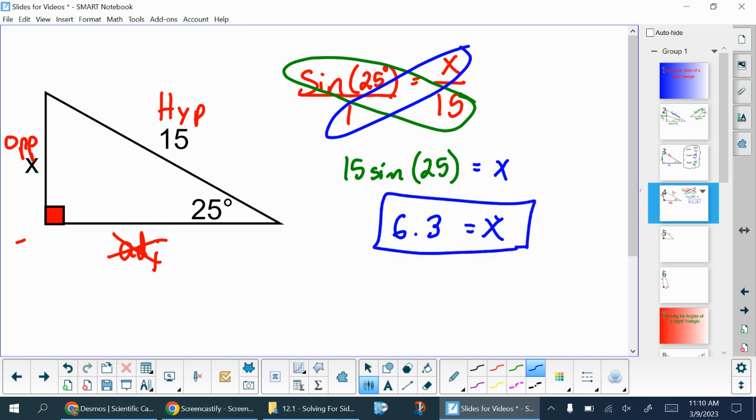And that's that. This would also be a good time to double check to make sure that makes sense. 6.3, well, that is much shorter than the hypotenuse, so at least that makes sense. If I'd gotten an answer that was bigger than the hypotenuse, that would be a problem.